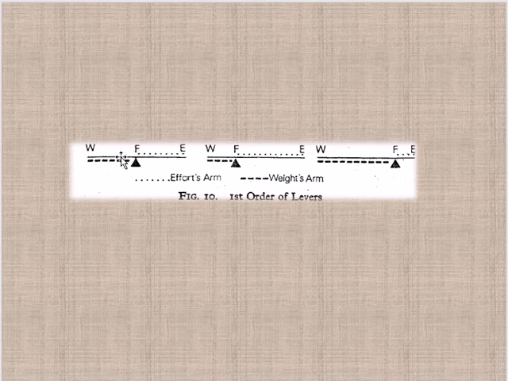This is fulcrum, this is weight, and here is effort applied. Now the distance between E and F is called effort arm, and distance between W and F is called weight arm. This is the weight arm, that is the distance between weight and fulcrum.